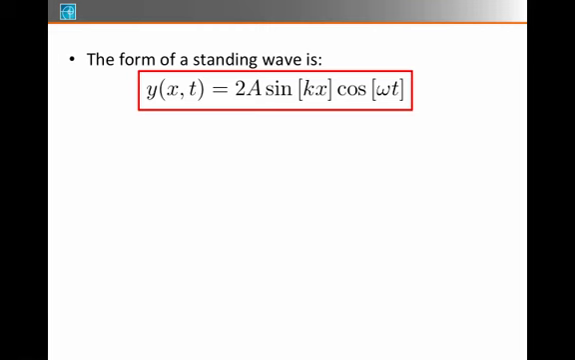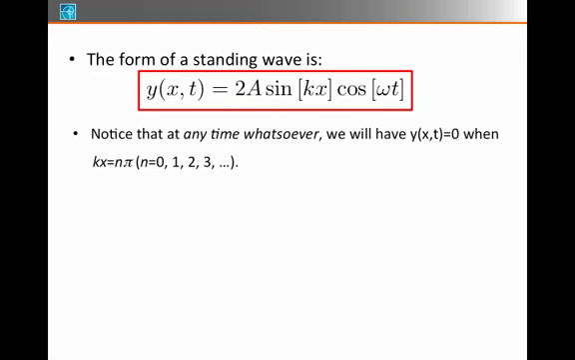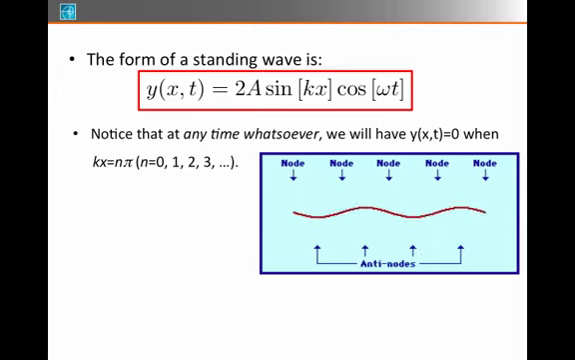The form of a standing wave, again, is twice a sine kx times cosine omega t. At any time whatsoever, you'll have this thing be 0 whenever k times x is a multiple of pi. So n can equal 0, 1, 2, 3, and so on. So what that means, if we were to watch this elapse over time, is that this would look a little bit like a guitar string. I'd have so-called nodes, places where there's no rise in the coordinate y, and the whole thing is oscillating up and down because of this cosine omega t. It's oscillating in time, up and down.